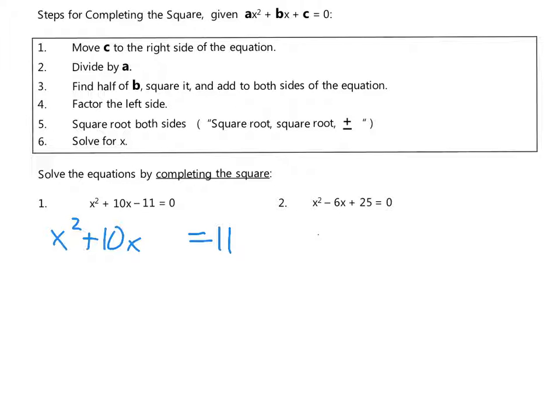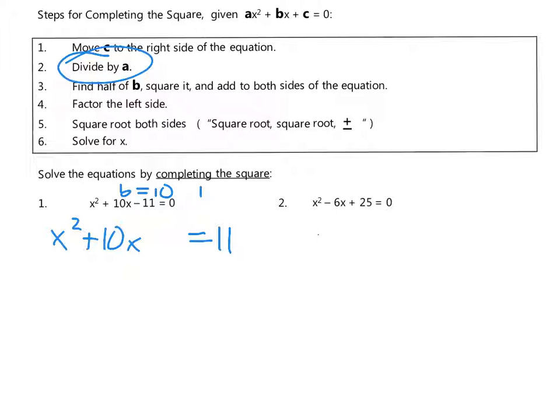Alright, so the next step is divide by a. But a is 1 for this problem, so dividing by 1 won't do anything. So then the step after that is we figure out what b is. B is 10. We take half of that, which is 5, and then we square that.